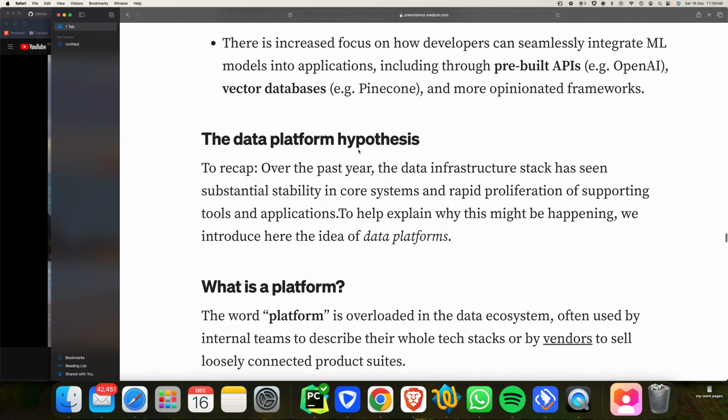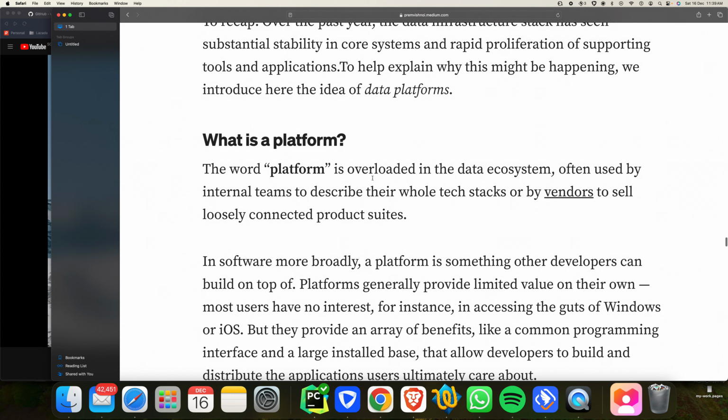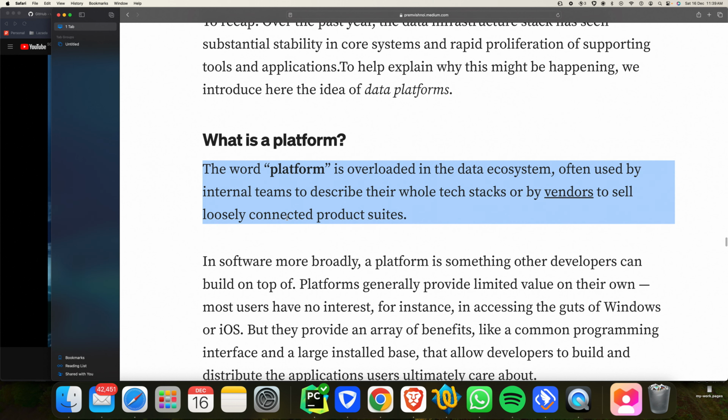So, the data platform hypothesis. To recap, over the past year, data infrastructure stacks have been substantially stable in core systems, with rapid proliferation of supporting tools and applications. To help explain why this might be happening, we introduce here the idea of a data platform. What is a platform? The word platform is overloaded, and in the data ecosystem it is often used by internal teams to describe their whole stack, or by vendors to sell loosely considered products.